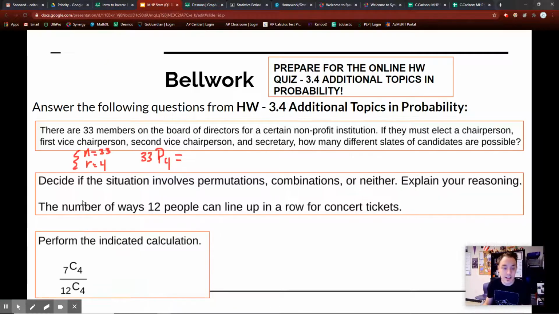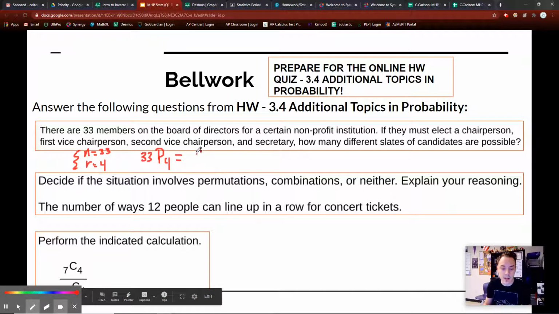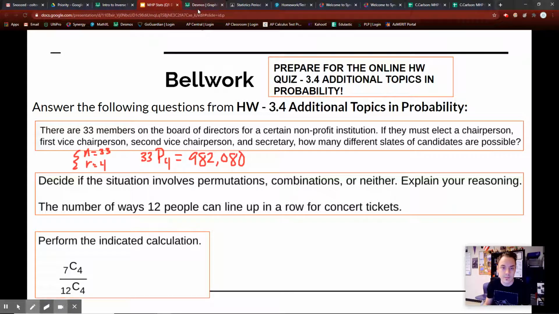982,080. Pretty big number, but 982,000 and then 80, right? That's how many different ways you can arrange these people if you're taking 4 out of that 33. Okay, so very short to the point, very simple, but the hardest part is really just distinguishing between permutation and combination.